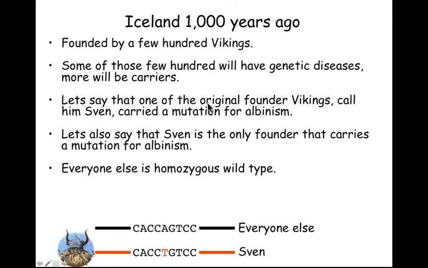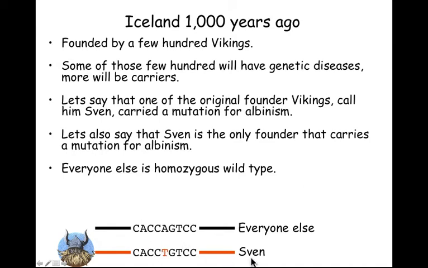So let's just look at one example. Let's say we have one original Viking, we're going to call him Sven, that carries a mutation for albinism. He's not homozygous, he's not an albino, he's just a carrier. But let's say that Sven is also the only founder that carries this mutation. Again, there's only a few hundred people, so the idea that only one of them would carry a particular mutation in a particular gene is not an unreasonable one. What this means is that everyone else is homozygous wild type for this gene, and Sven is heterozygous. He carries this one mutation.